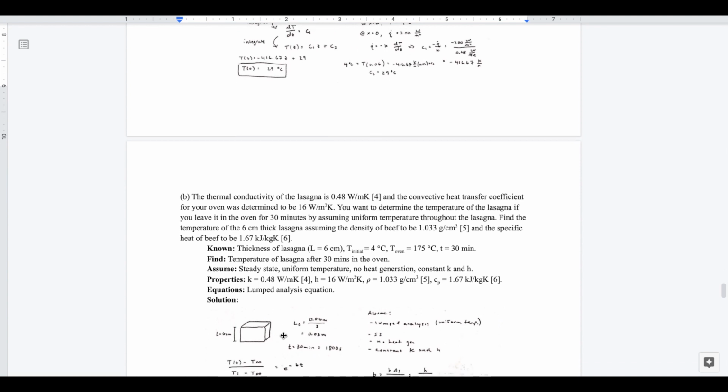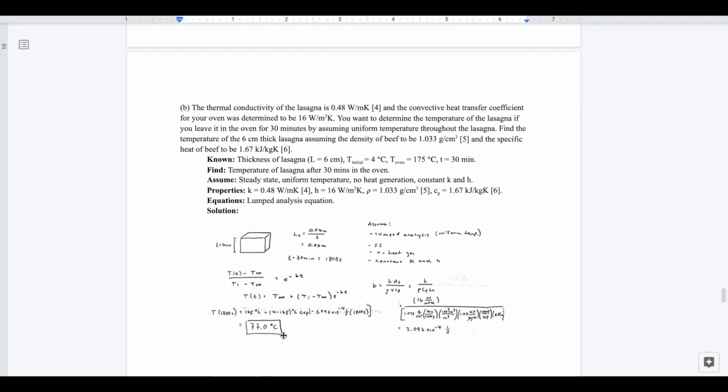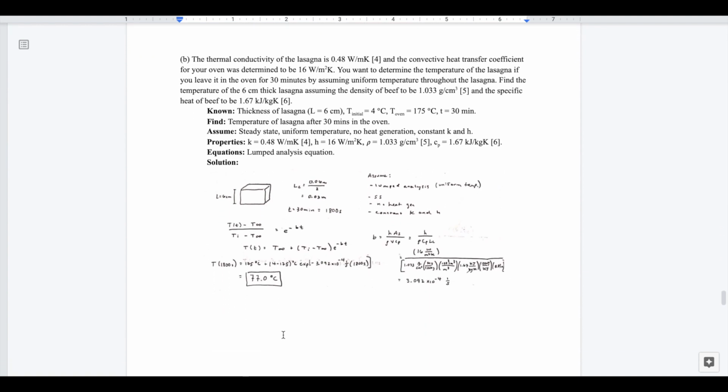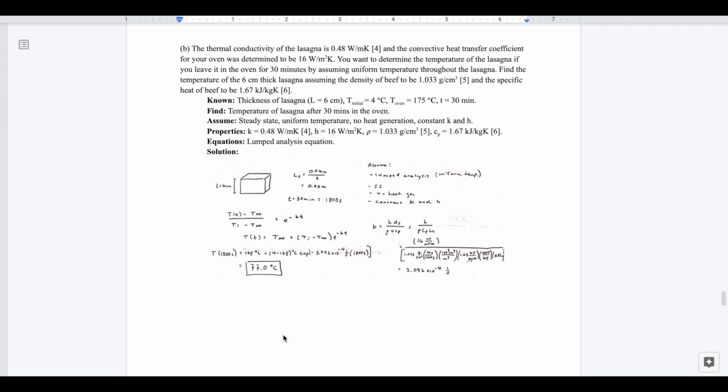For part B, you are given the convective heat transfer coefficient and the time that you leave the lasagna in the oven, as well as the density and specific heat of the lasagna. You can assume the temperature of the lasagna is constant throughout, meaning you use lumped analysis. You also assume steady state, no heat generation, and constant k and h. And using the corrected length, you can calculate the temperature of the lasagna after 30 minutes. This demonstrates learning outcome 4A.